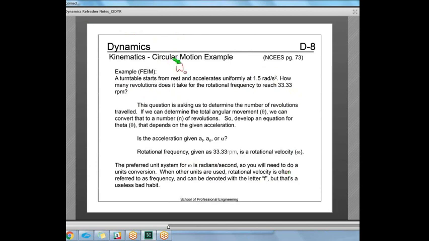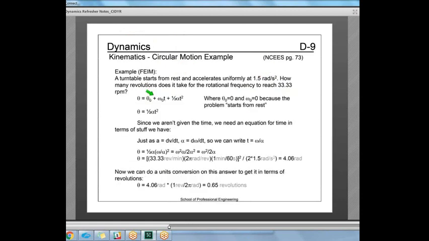When other units are used, it's often called frequency and denoted by F, but that is a bad habit and it's useless because F doesn't show up in your equations. Omega does. So what do you think then? We've got an omega naught equals 0, we've got an alpha, and we've got a final omega, and we're looking for a theta. Let's see what we could do with this.